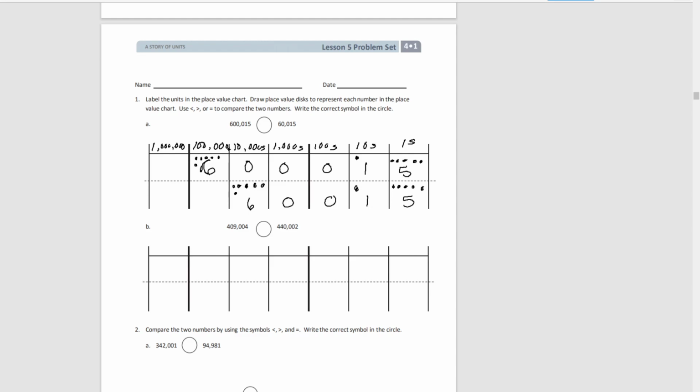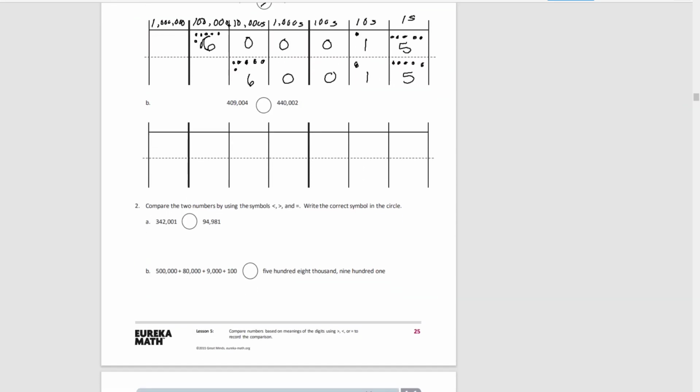All right, so comparing them, we go to the largest place value, which we see in the first number is 100,000. In the second number, there's no 100,000s. So 600,000 is greater than 0. So we can put the symbol in our comparison statement and say 600,015 is greater than 60,015. Okay, pause the video and you try B.